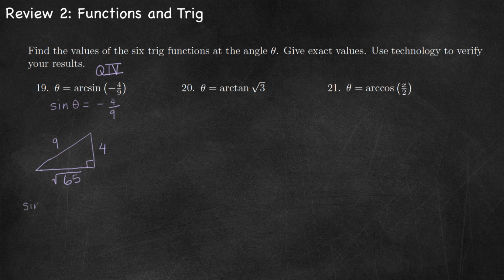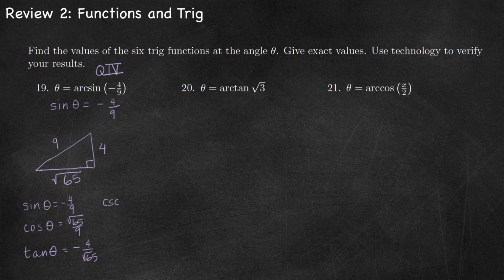So I already have sine theta is negative 4/9. Cosine theta, that's my adjacent length over my hypotenuse, so root 65 over 9. Tangent theta, that's going to be the sine over the cosine, so negative 4 over root 65.